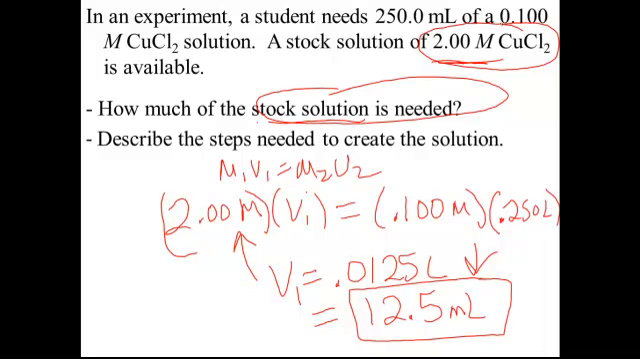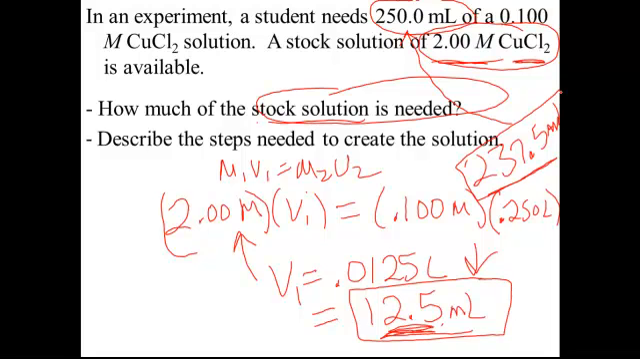And then you would add water until you reach 250 milliliters. Now, in this case, it's not really a guessing game. If you have 12.5 milliliters of the copper(II) chloride solution, which again is still mostly water, now you're going to simply add water. Let's take 250 minus 12.5, which is 237.5 milliliters. So 237.5 milliliters of water and 12.5 milliliters of the 2 molar copper(II) chloride is going to create a 0.1 molar solution of copper(II) chloride.